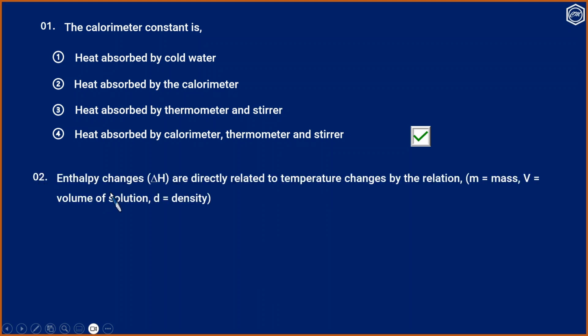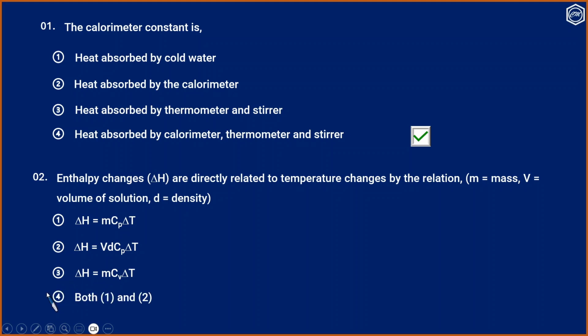Question number 2. Enthalpy changes are directly related to temperature changes by the relation: option 1, delta H is equal to mCp delta T; option 2, delta H is equal to VdCp delta T; option 3, delta H is equal to mCv delta T; and option 4, both 1 and 2. We know the relation between delta H and Cp is given as delta H is equal to mCp delta T, where m is the mass and Cp is the heat capacity at constant pressure. So option 1 is the correct answer.